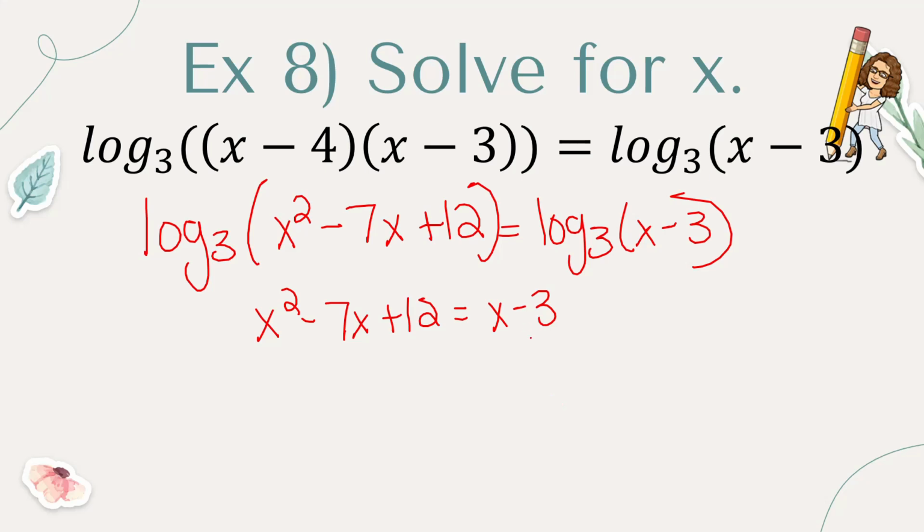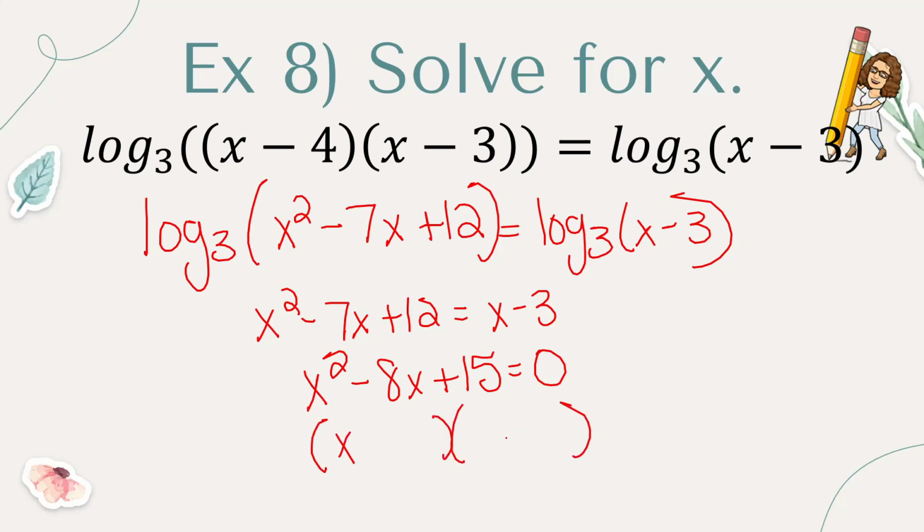Like that. I now need to move everybody to the same side. So I'll get x squared minus 8x plus 15. Oh, a factoring problem. Oh, should have known. So x and x. Things that make 15: 3 and 5. And both negative, that'll give me a negative 8. So I'll get two answers, right? x equals 3, x equals 5.